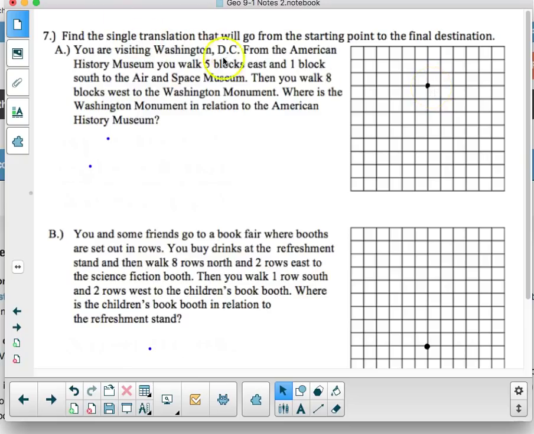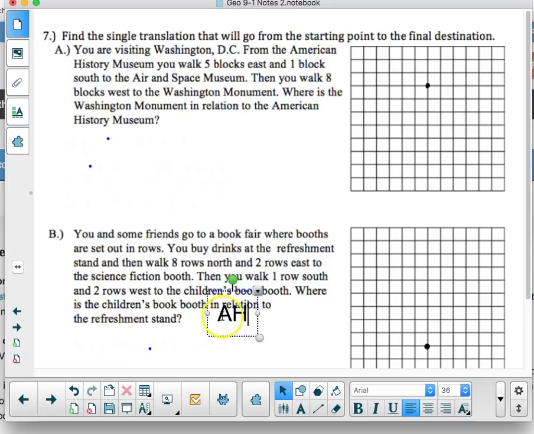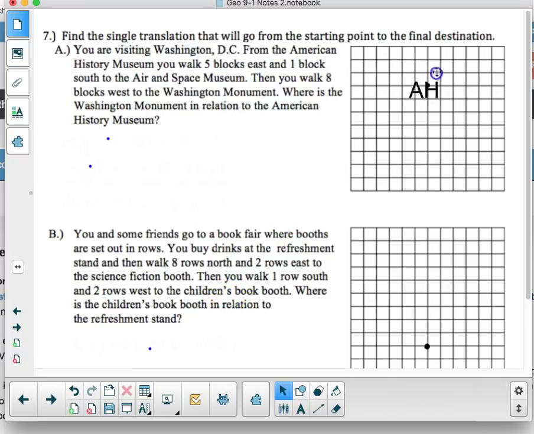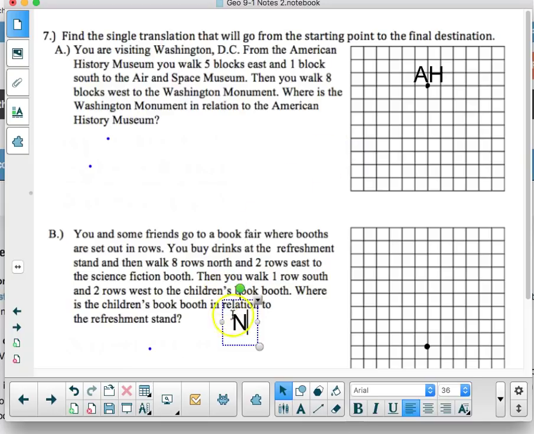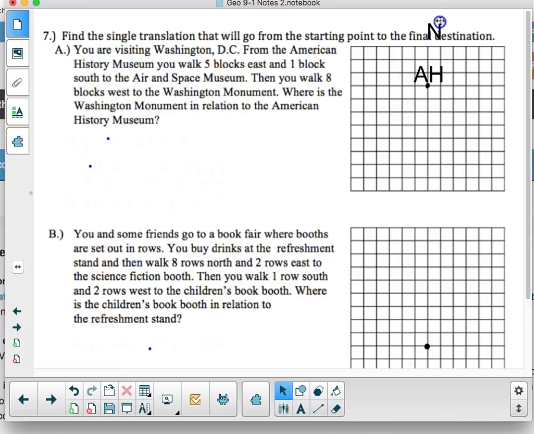Now, you visit Washington, D.C. from the American History Museum, and this is the American History Museum. So let me get that on there and I'll pull that up. That's the American History Museum. Okay, you walk 5 blocks east. Now, this is north. This is south. If I can get south in there. Let's put that south there. Okay, this is west, and this is east. Okay, so we're talking about north, south, east, and west.